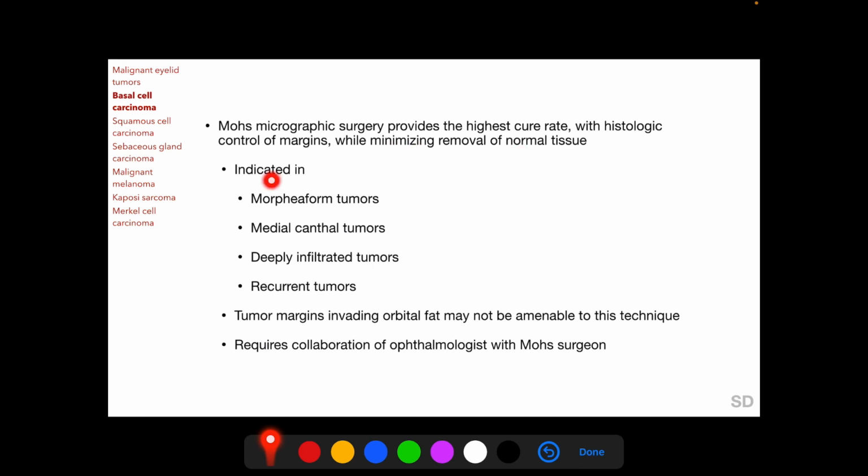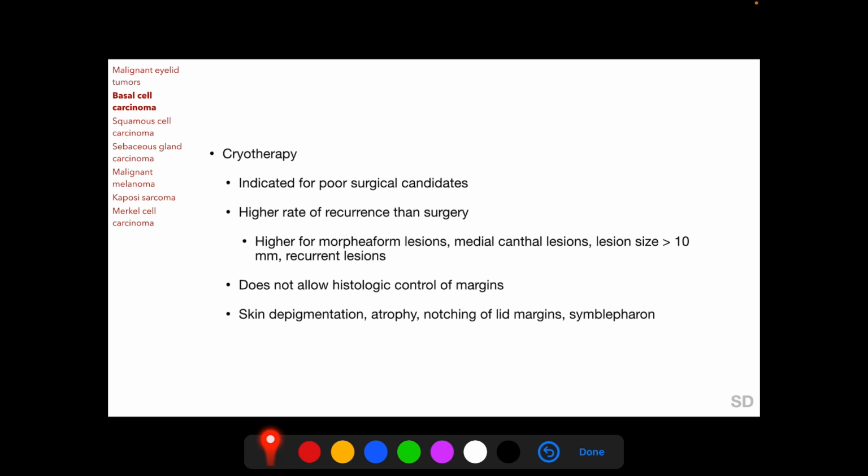The Mohs technique is indicated in morphiform tumors, medial canthal tumors, deeply infiltrating tumors, and recurrent tumors. But tumor margins invading orbital fat may not be amenable to Mohs technique of histological control of tumor margins. And Mohs technique requires collaboration of ophthalmologist with a Mohs surgeon. Cryotherapy is indicated for poor surgical candidates, and cryotherapy has a higher rate of recurrence of the tumor as compared to the recurrence rate following surgical removal.